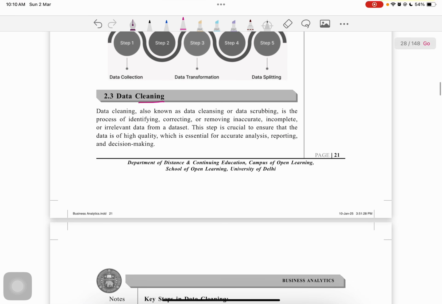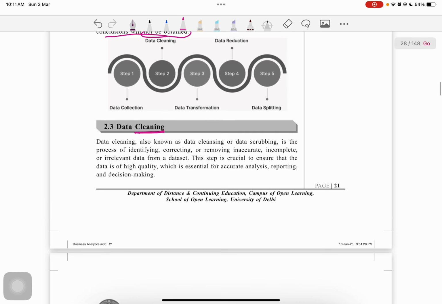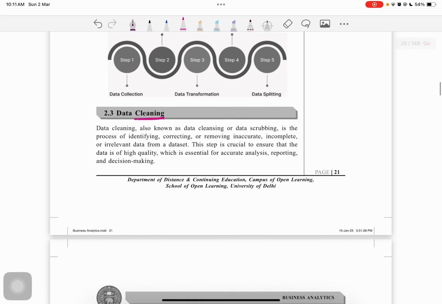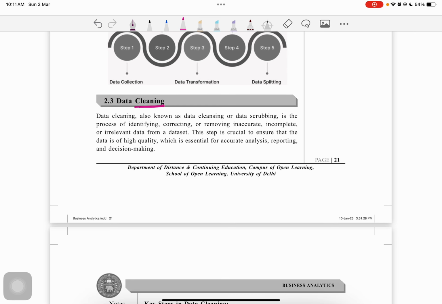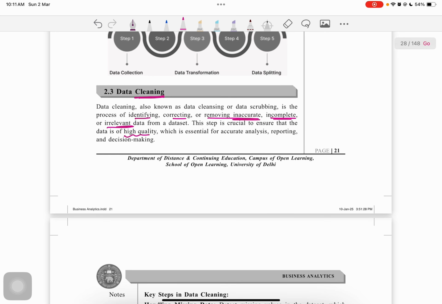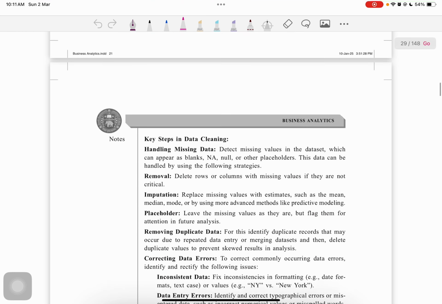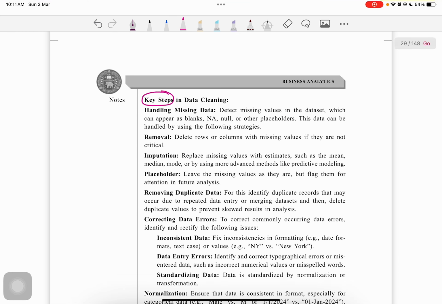Second is data cleaning. Data cleaning means we are making the data into a more cleansed form, in the sense that we can analyze it in an easier manner. It is the process of identifying, correcting, and removing inaccurate, incomplete, or irrelevant data from the dataset. This is crucial to ensure that the data is of high quality, which is essential for accurate analysis, reporting, and decision making.